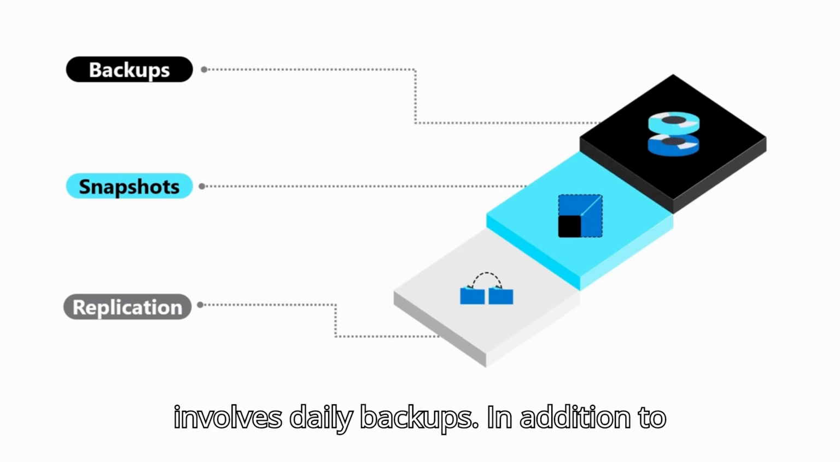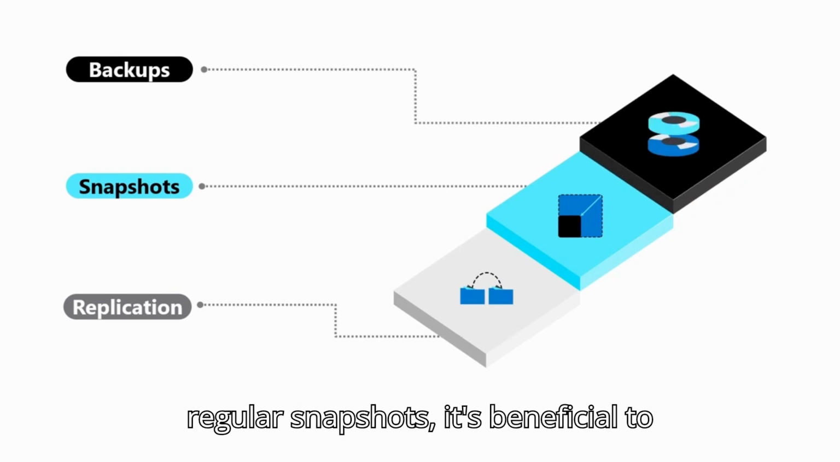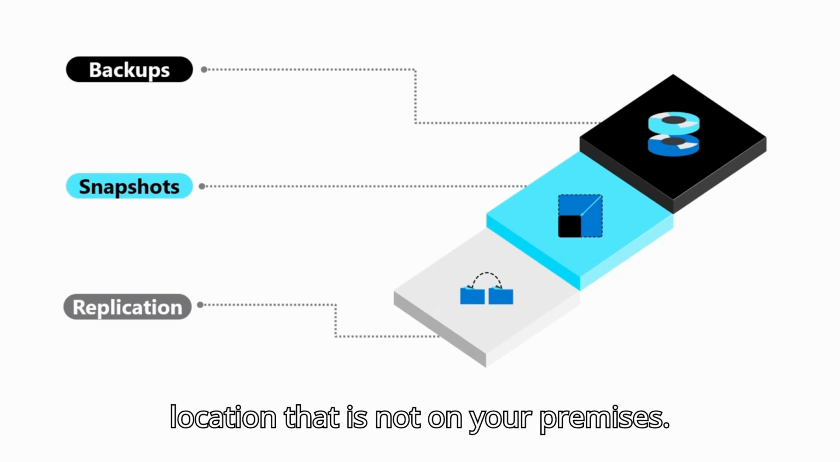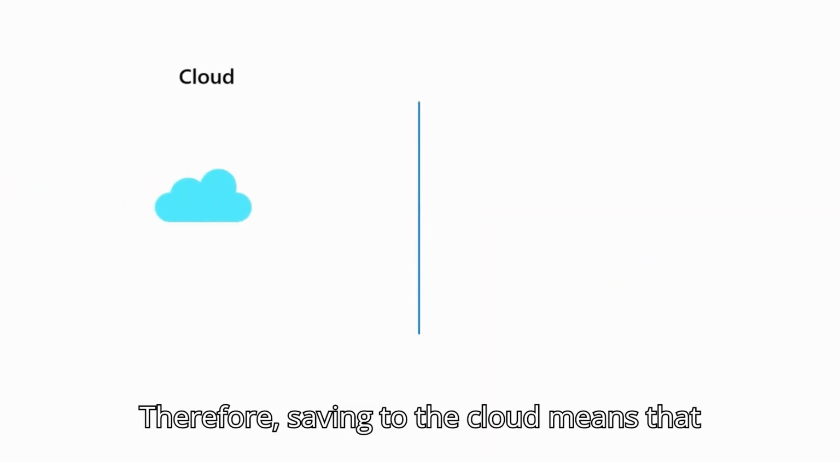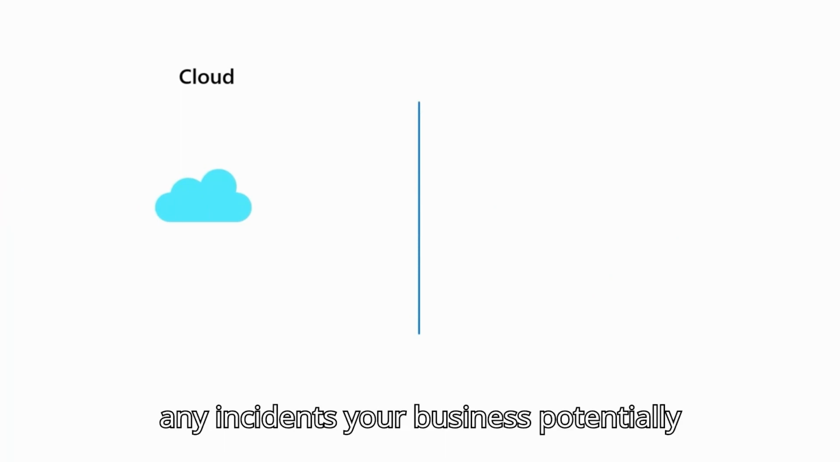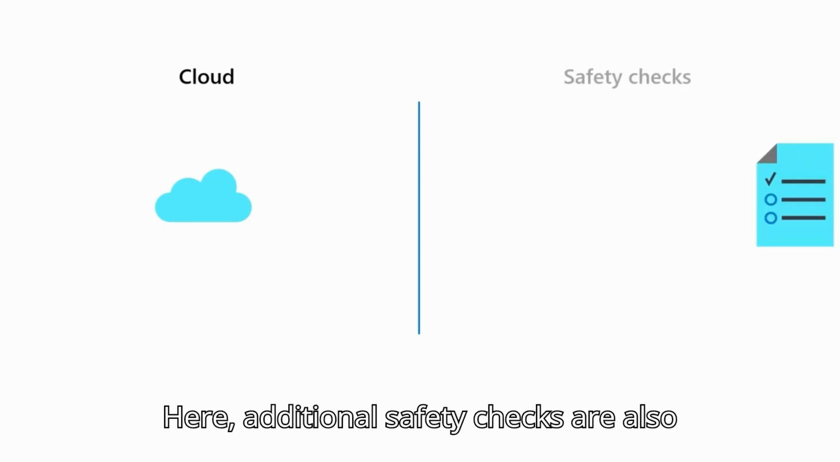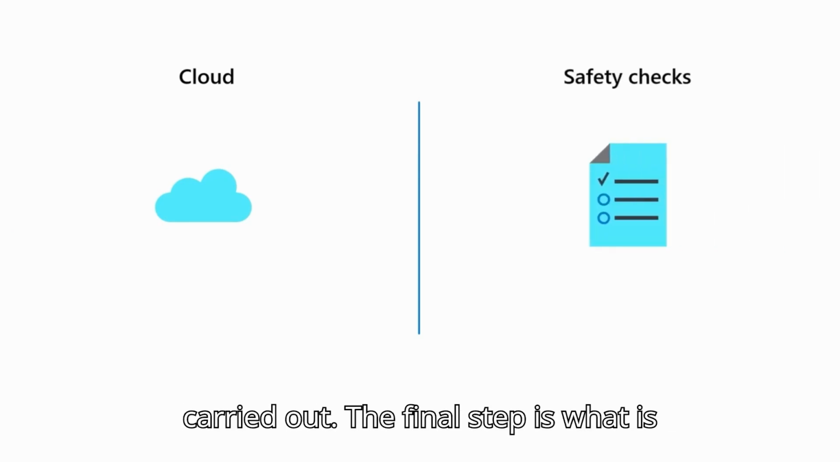The third step involves daily backups. In addition to regular snapshots, it's beneficial to store your information in a second location that is not on your premises. Therefore, saving to the cloud means that any incidents your business potentially suffers stops at cloud storage. Here, additional safety checks are also carried out.